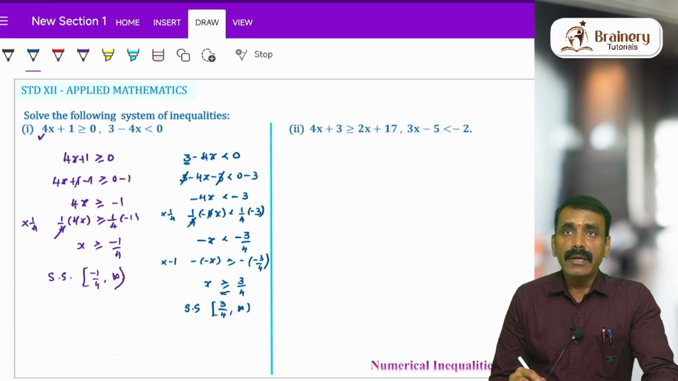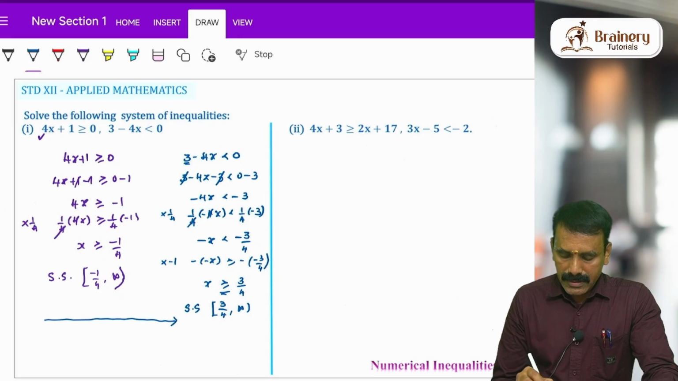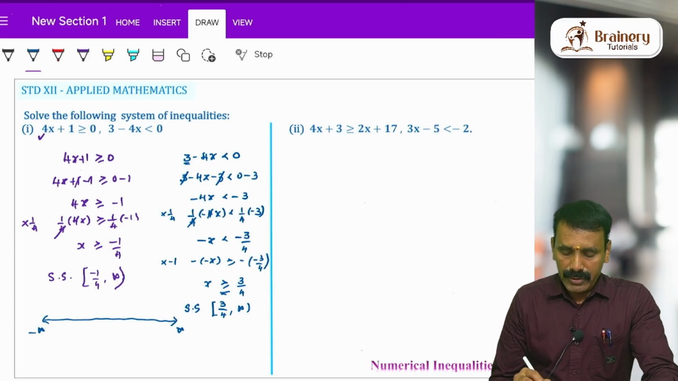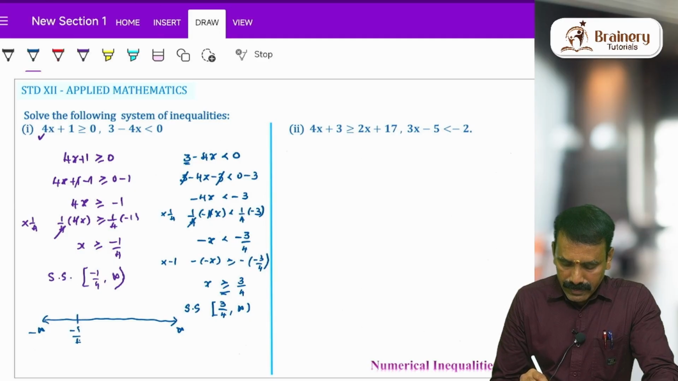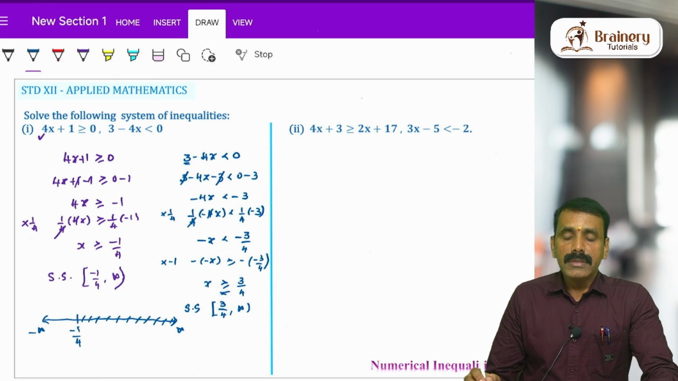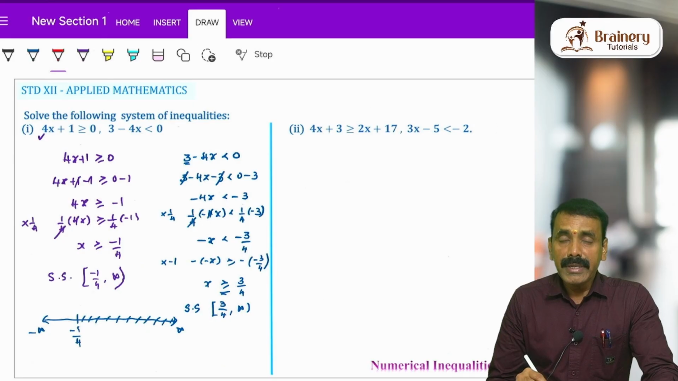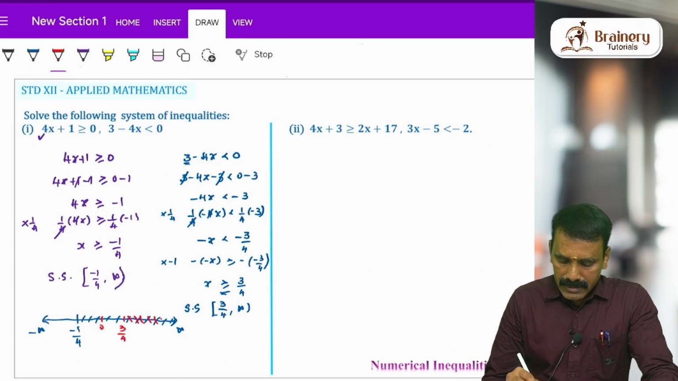So we combine both the things to find the solution set. We take the real number system. First we try to draw this solution set in the real number system, minus 1 by 4 to infinity. We take minus 1 by 4 till infinity. This is the first solution set. The next one is 3 by 4 to infinity. Minus 1 by 4 is negative part which lies to the left hand side of 0, and 3 by 4 goes to the right side. 3 by 4 to infinity is going to be this side.